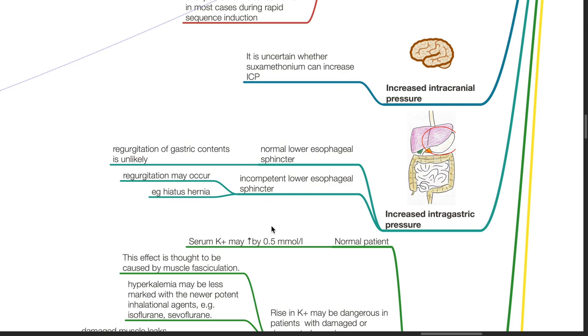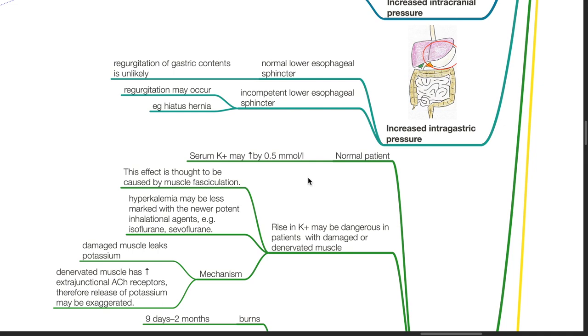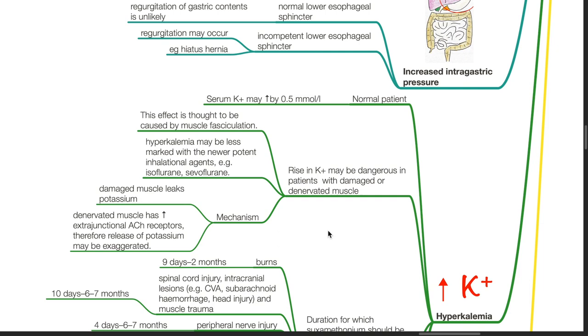Hyperkalemia. In normal patients, serum potassium may increase by 0.5 millimoles per liter. The rise in potassium may be dangerous in patients with damaged or denervated muscles. This effect is thought to be caused by muscle fasciculation. Hyperkalemia may be less marked with newer potent inhalational agents such as isoflurane and sevoflurane. The mechanism is that damaged muscle leaks potassium and denervated muscles have increased extrajunctional acetylcholine receptors. Therefore, the release of potassium may be exaggerated.